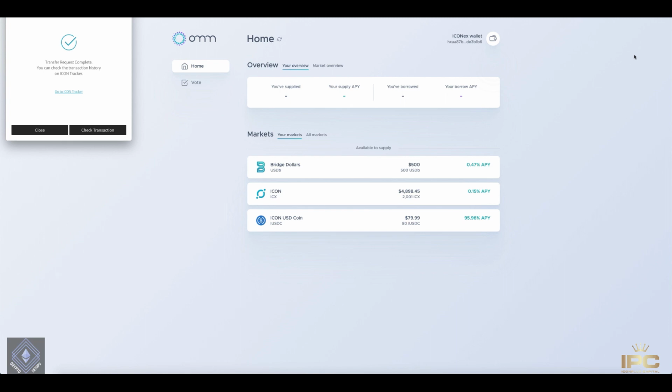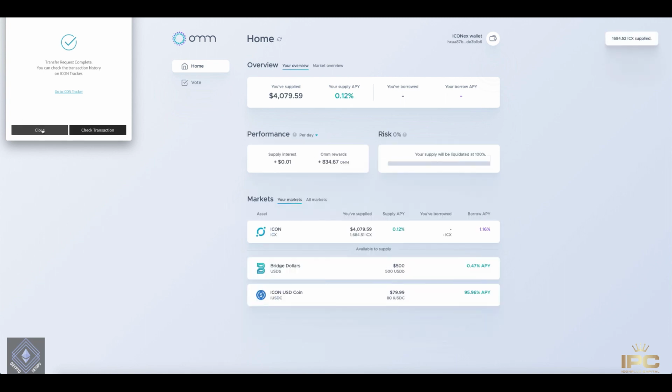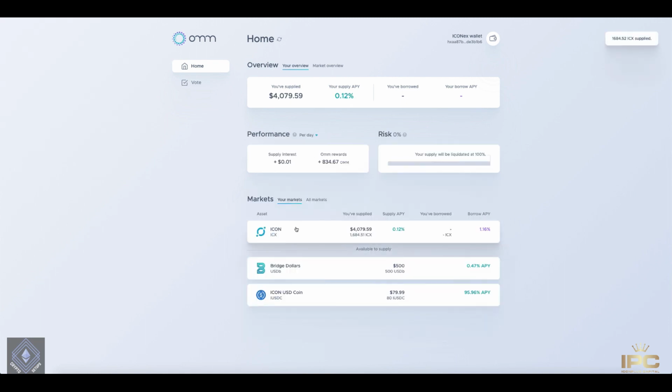Now if you give it a moment, something should appear over here. There we go, supplied. Excellent. So right away you can see a few things have changed. It's telling me again my summary where I've supplied this much worth. I've supplied this 1,684, which is worth $4,000. Obviously this would change based on the ICX price, and I'm getting this much, which is giving me performance per day at the moment of 837. So I've supplied Icon. Now what can I do with it?